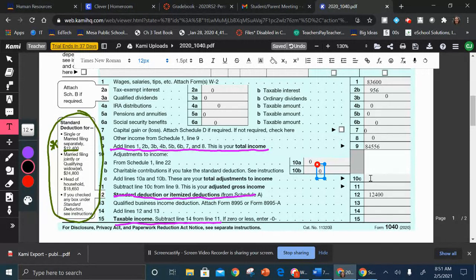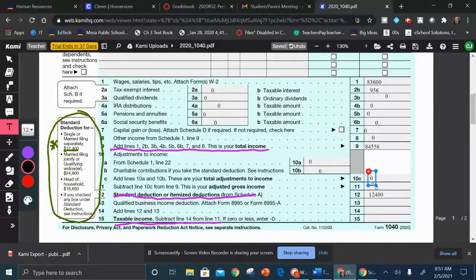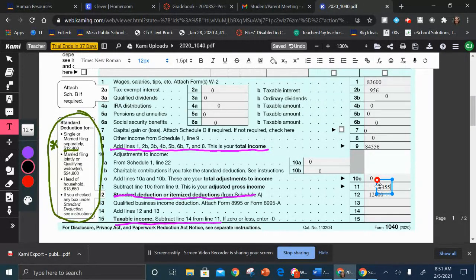Okay, lines 10 and B. Subtract 10C from 9. This is your adjusted gross income, your AGI. Okay, and then we're going to subtract those two. Any qualifying business, so everybody, remember we just talked about if there's anything for business that you had, you do that. 10 and 13.